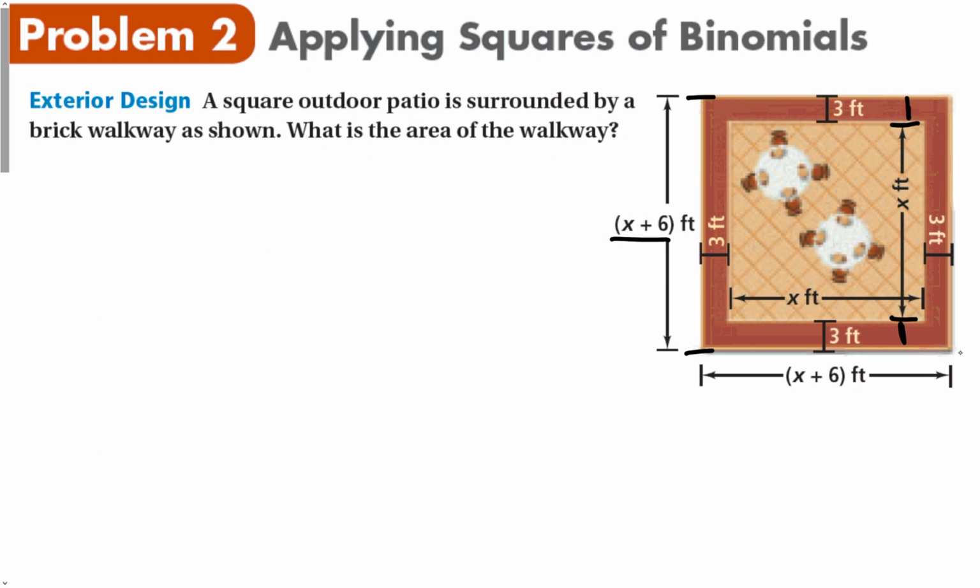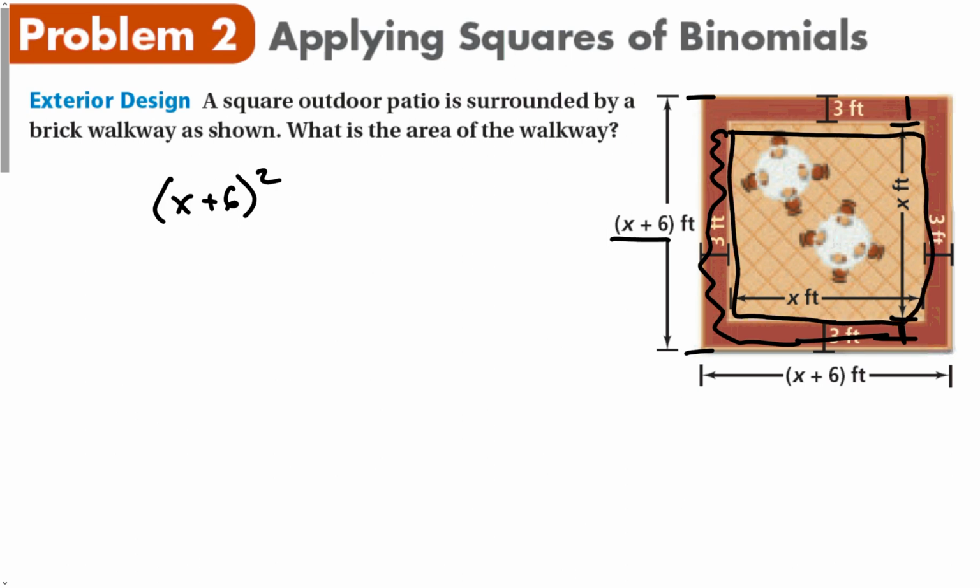So if I wanted to find the area of the big square, I would go x plus 6 squared. Now if I want to find just the area of this piece on the outside, I would take this area of the big square and then I would subtract out that area. So let's minus the patio, which is x by x, which is x squared. Okay, well now I can use the technique that I just learned right here to square x plus 6.